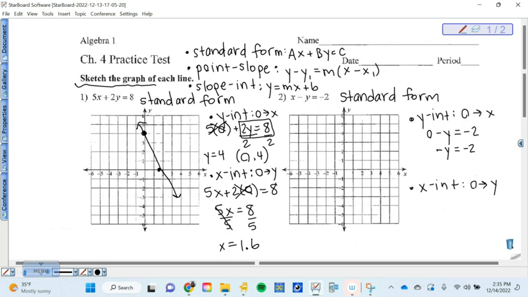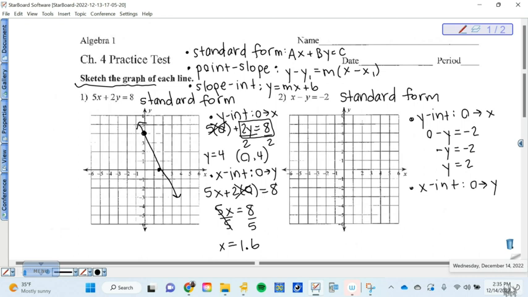What happens with something like that? Negative y equals negative 2? Yes, that's it. So positive y equals 2. Positive y equals 2. It's the opposite of what it is.